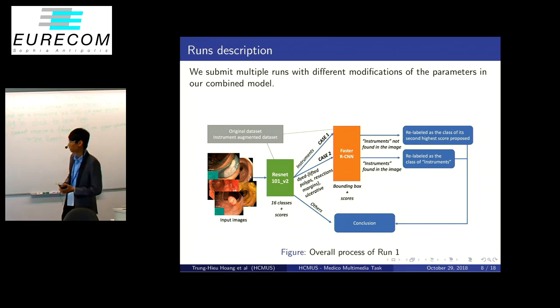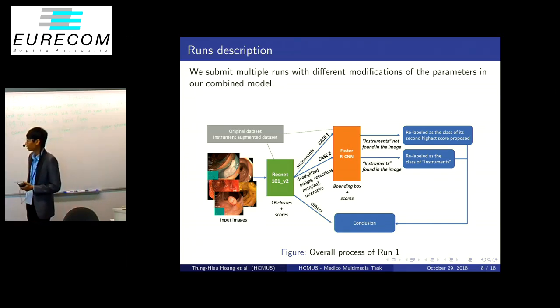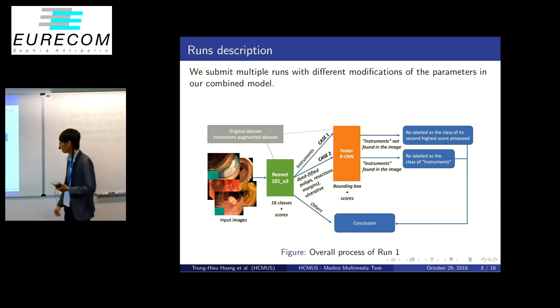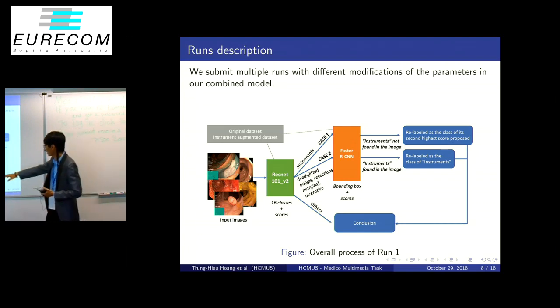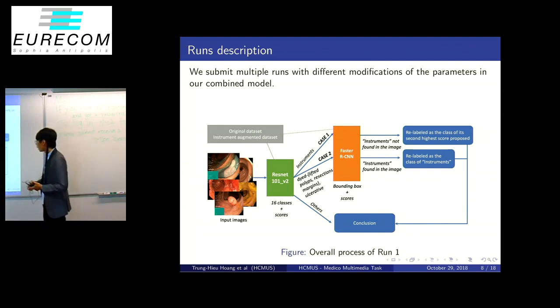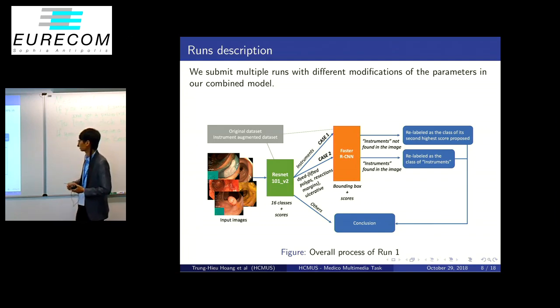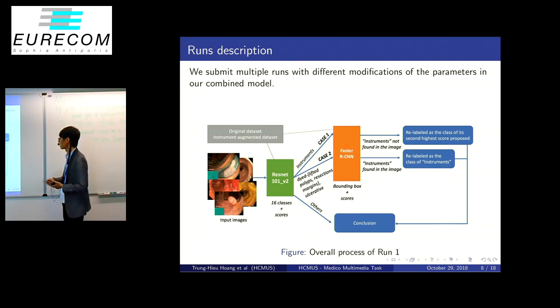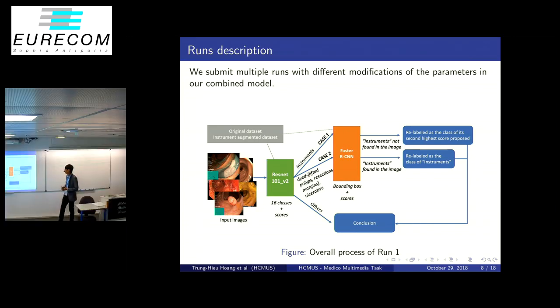And for the prediction phase, for an image after going through the ResNet, if it was predicted as the instrument or dye-lifted polyps or resection machine or ulcerative colitis, it will go through the faster RCNN in order to detect the objects in the image, and with the faster RCNN we do a double check for the instrument. If the instrument is found in the image, the image will be reclassified as the instrument, and if the instrument is not found in the image, then we relabel it as the second highest score class proposed by the ResNet.